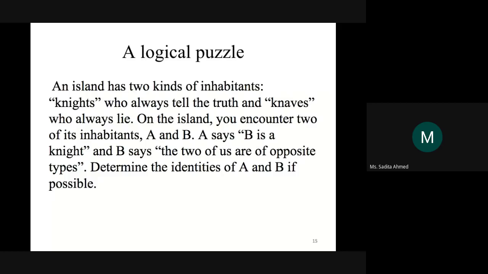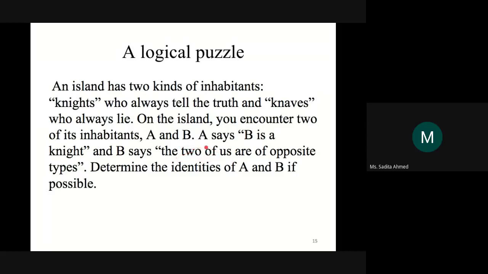All right, so where were we? A was a knight. That was our assumption. And based on that assumption, the statement "B is a knight" made by A is true. That tells us that B is a knight too. Now, if B is a knight, then what B is saying must be true as well. What is B saying? B is saying that the two of us are of opposite types. Wait now. Contradicts.